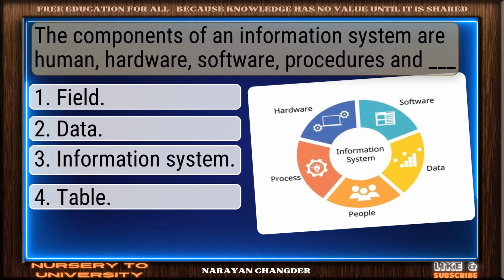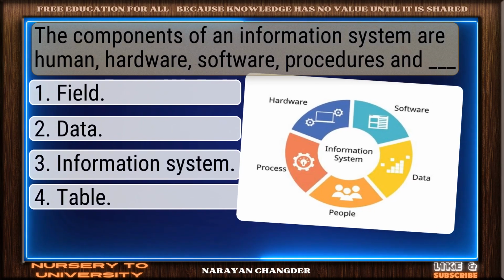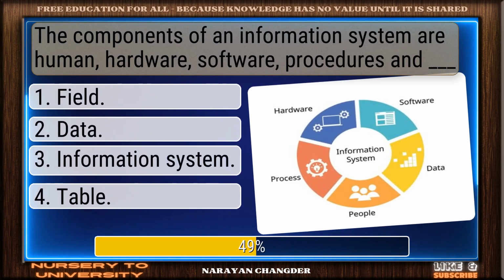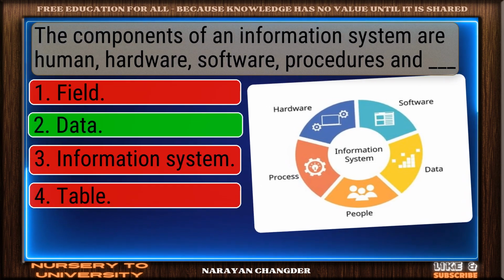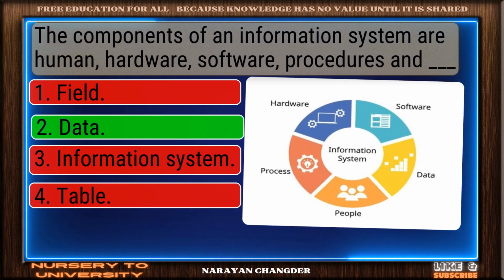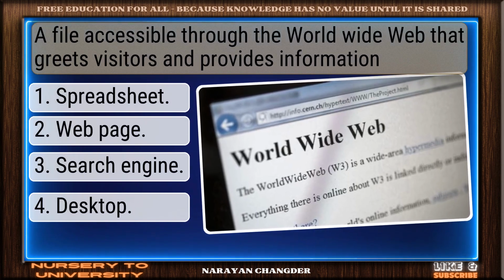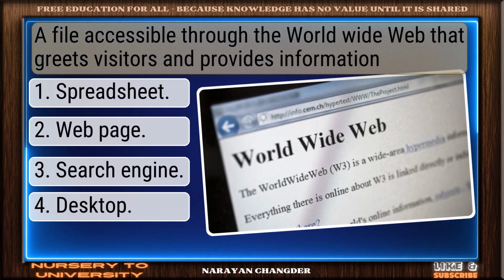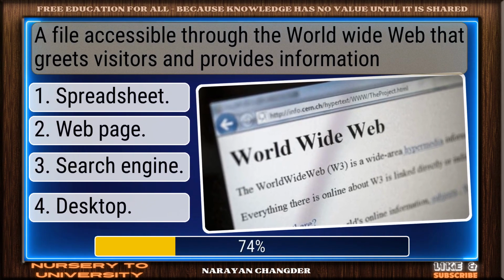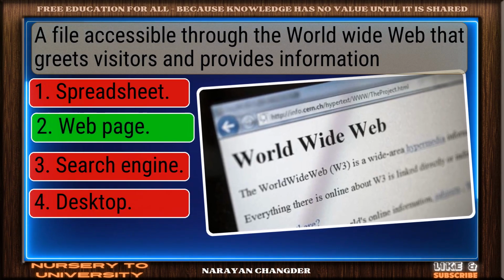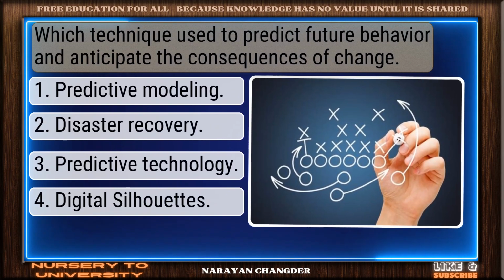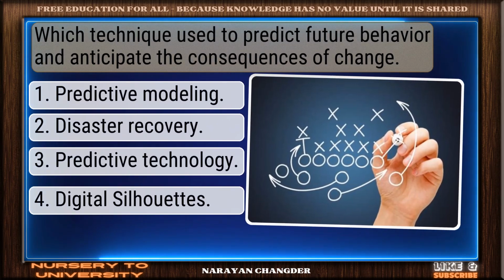The components of an information system are human, hardware, software, procedures, and dash. Well done. Data is right. A file accessible through the World Wide Web that greets visitors and provides information. Good thinking. Web page is right. Which technique used to predict future behavior and anticipate the consequences of change?